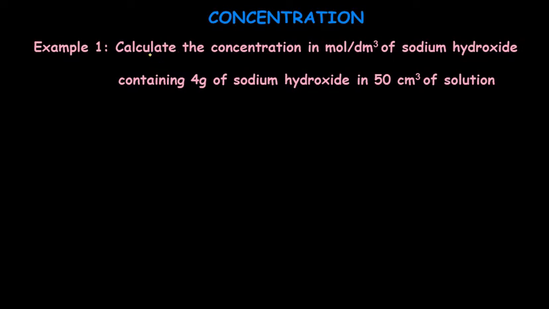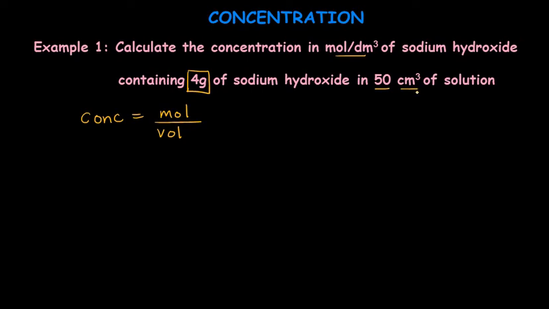First example, calculate the concentration in moles per dm cube of sodium hydroxide containing 4 gram of sodium hydroxide in 50 centimeter cube of solution. Now as we have to calculate the concentration in moles per dm cube, our formula for concentration is equal to moles divided by volume in dm cube. But in our question, what is given is the mass of sodium hydroxide and not moles. We are given the volume, but that also in centimeter cube and not in decimeter cube.